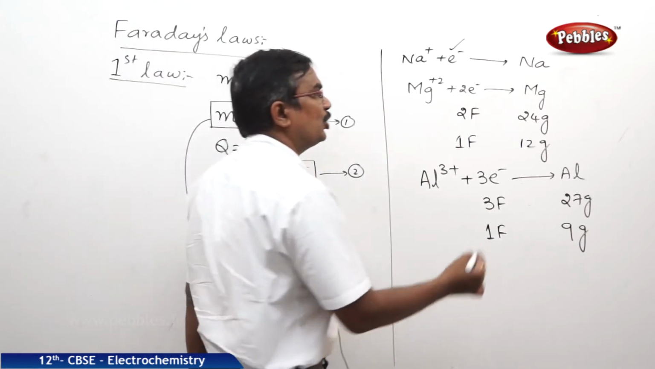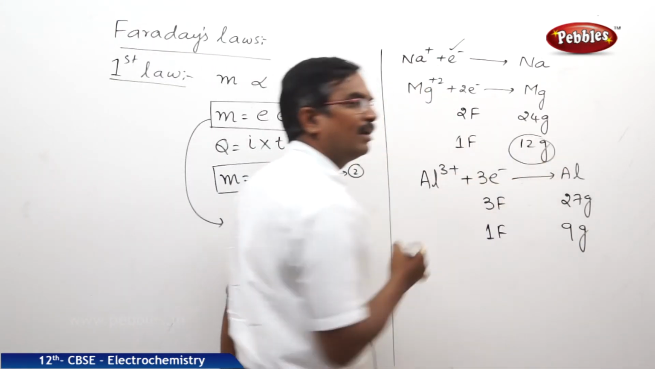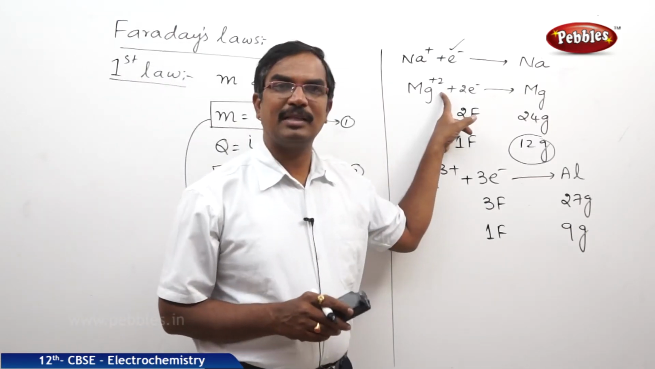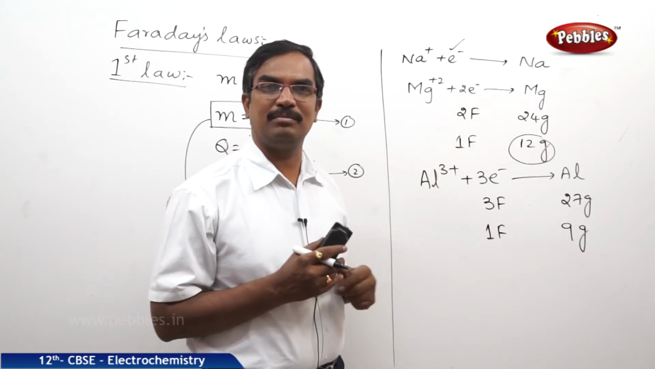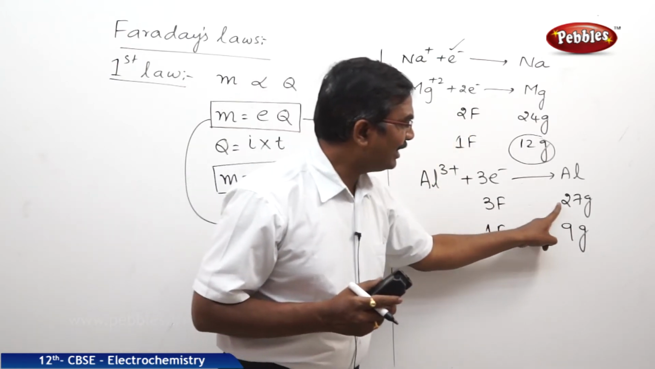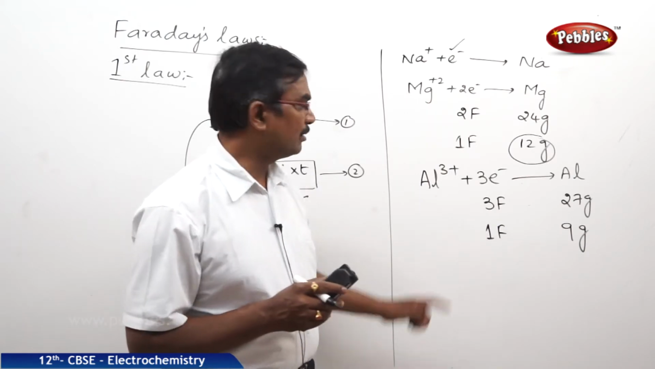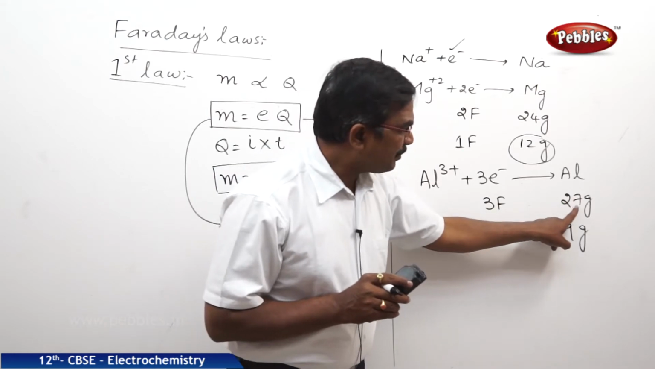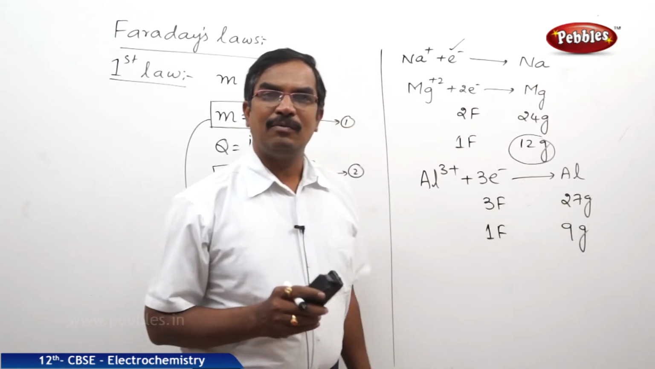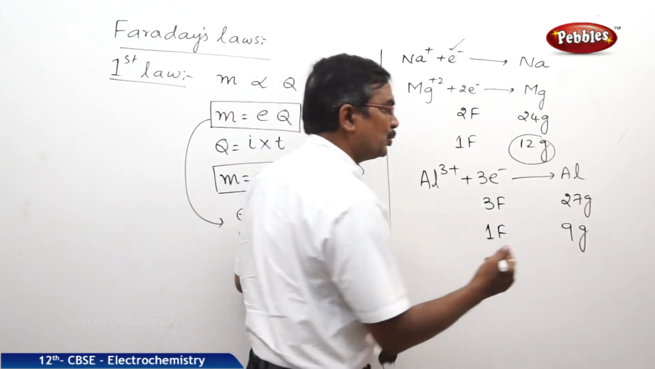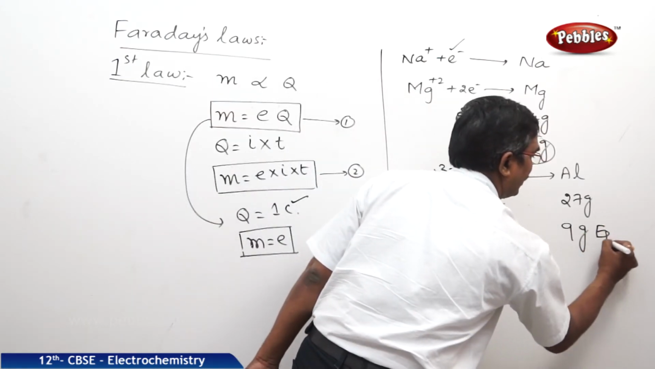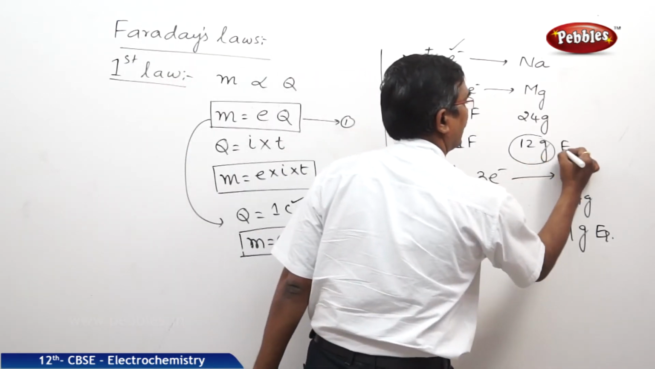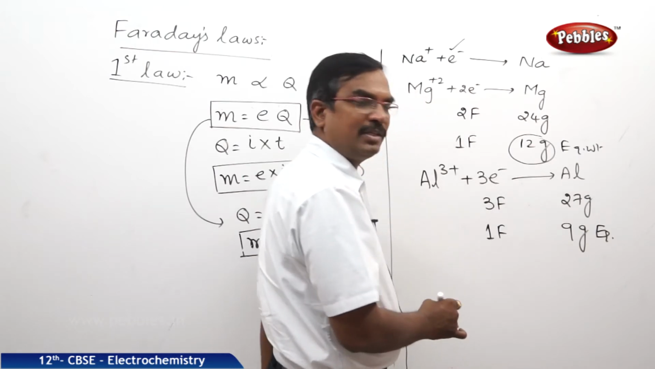Now, as per stoichiometry, this is the atomic weight by 2. Here, what is 2 actually? The charge, nothing but the valency of the metal magnesium. In this case, 27 by 3. What is that 3? Nothing but the charge or valency of aluminum. That means the atomic weight by valency for the given element or metal gives the corresponding equivalent weight. So this is the equivalent weight of magnesium. This is the equivalent weight of aluminum.